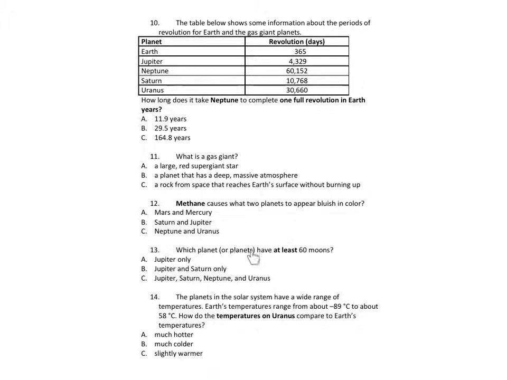Number 13. Which planet or planets have at least 60 moons? A. Jupiter only. B. Jupiter and Saturn only. C. Jupiter, Saturn, Neptune, and Uranus.